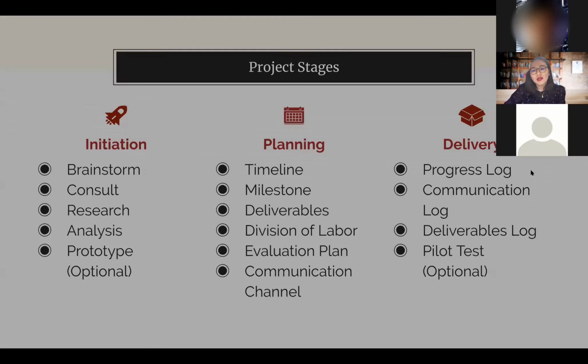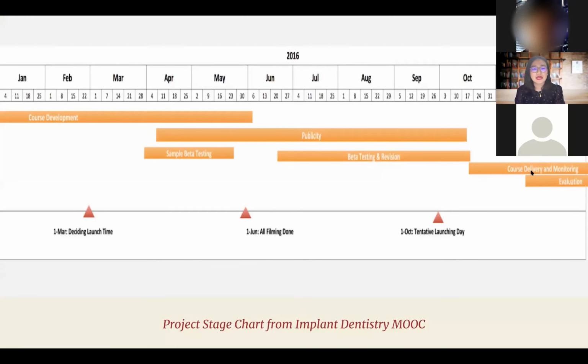So here, I'd like to show you a quick example of a MOOC project that I worked on in 2016. That was the first MOOC I worked on, on implant dentistry. And as you can see here, the project lasted for a whole year from January. We actually started production a bit earlier than January. So at this point, we're just planning things ahead of us.